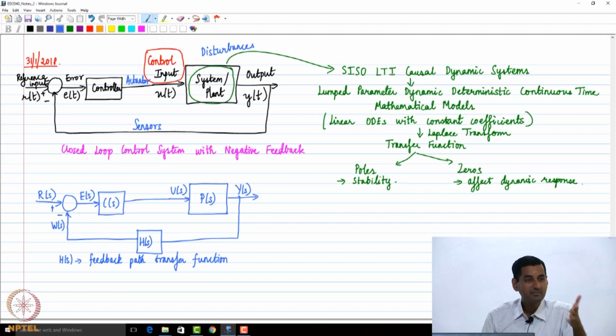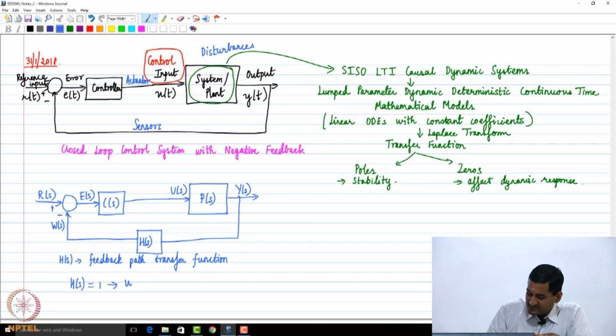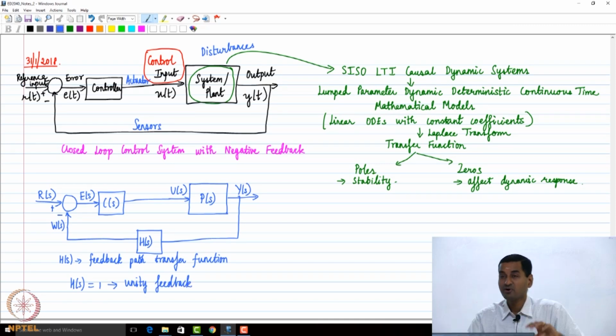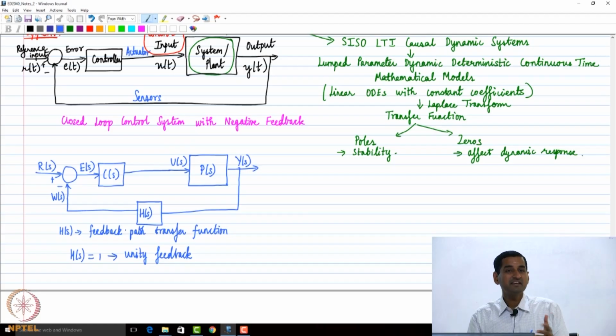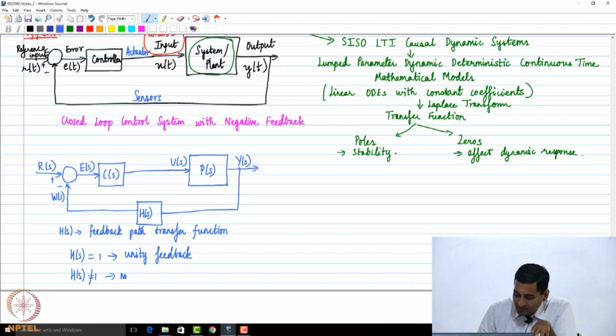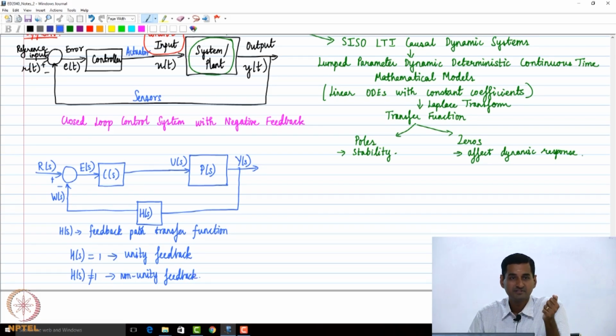So H of S indicates any dynamic mapping you can have in the feedback path. If H of S is 1, we call it unity feedback. We should be familiar with all these terms. If in any problem I say consider unity feedback, that means H of S is 1, the transfer function becomes 1. Obviously, if H of S is not 1, it is called non-unity feedback. I'm sure this terminology is clear.